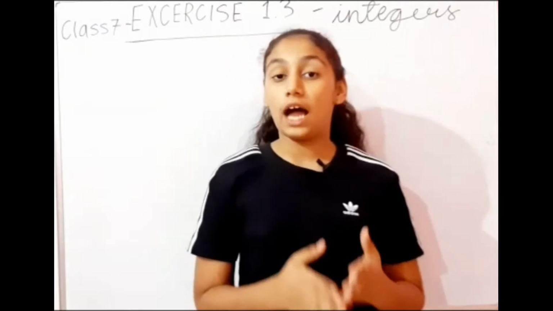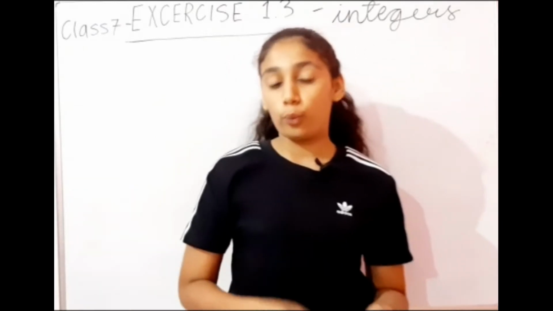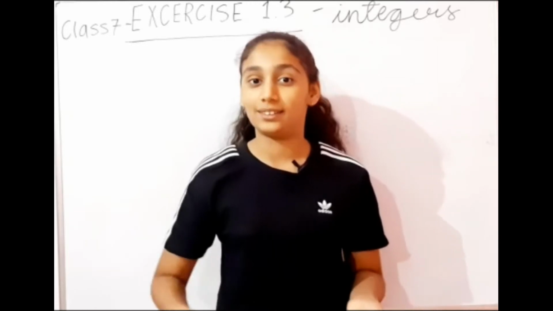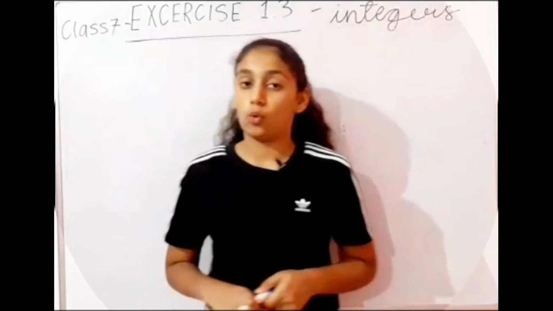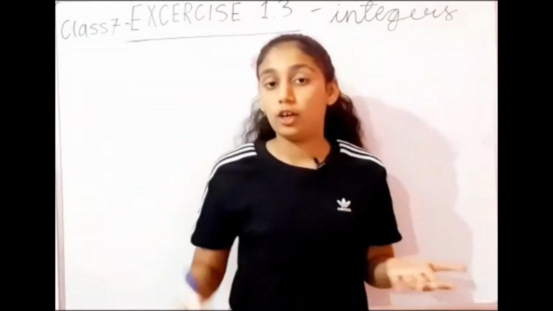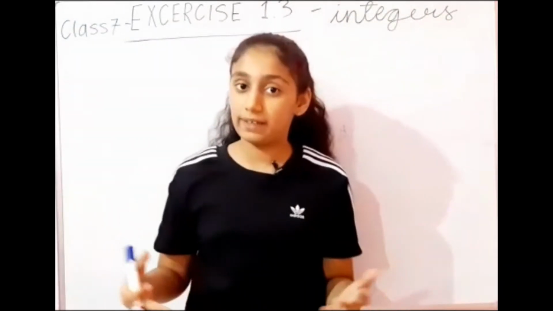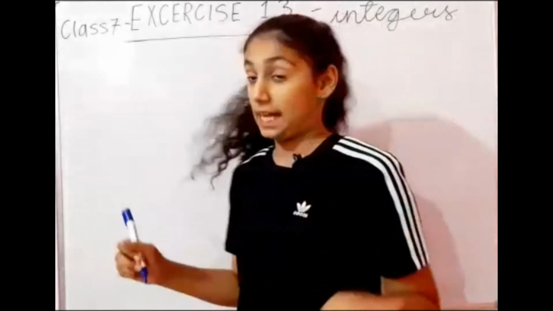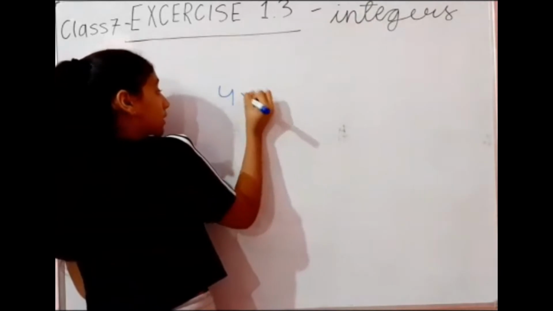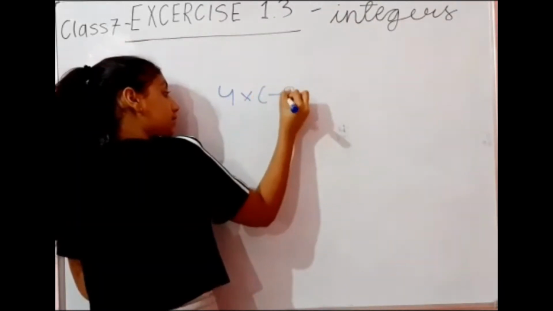Now, before starting exercise 1.3, we need to understand multiplication of integers and its properties. So let's begin. The first way of multiplication is multiplying a positive integer and a negative integer. Let us take an example, for example, 4 into minus 8.